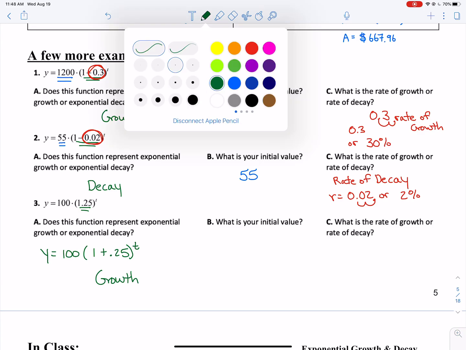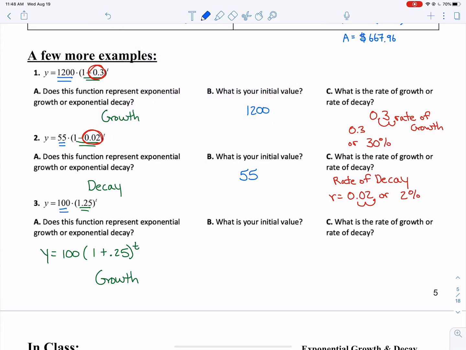What is my initial amount? So that one's still pretty easy to pick out right out there in the front. So that's just 100. And what's the rate of growth? So now that I've rewritten it, it's probably easier to look at. So rate of growth, since this is a growth function, would be 0.25, or move your decimal back over to a percentage and say 25%.